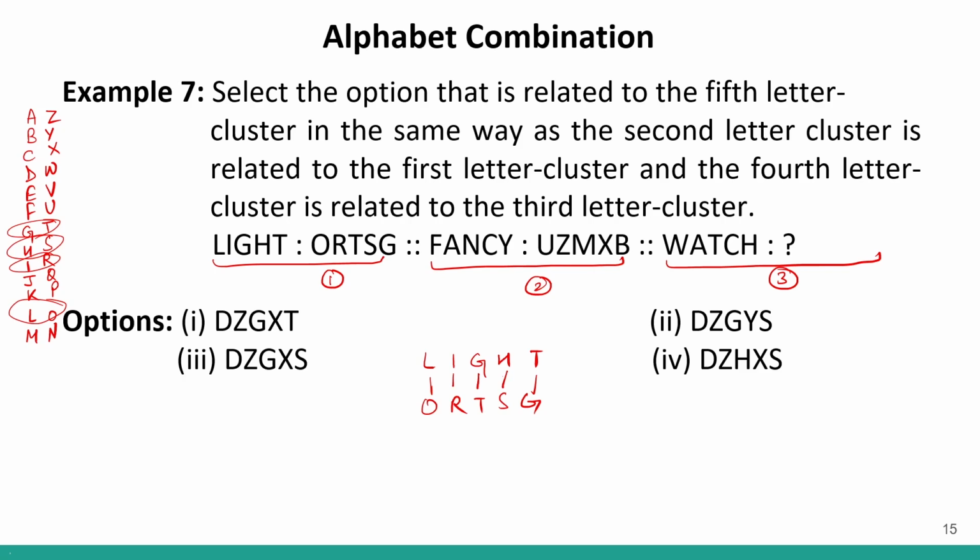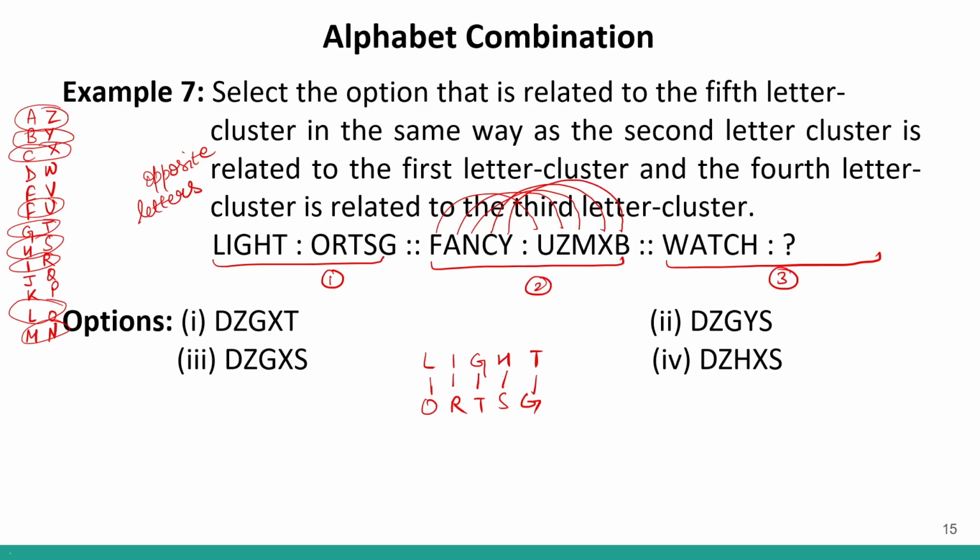F is opposite to U. Is it correct? Yes. A is opposite to Z. Is it correct? Yes. N is opposite to M. Is it correct? Yes. C is opposite to X. Is it correct? Yes. And Y is opposite to B, which is also correct. So these are opposite letters. This is the concept of opposite letters. So we have to find the opposite letters of what?